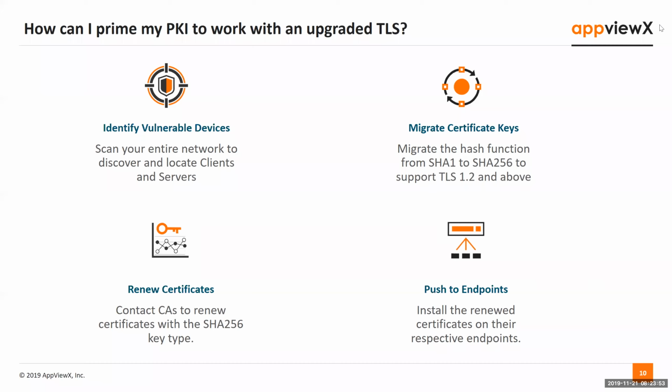So from a PKI perspective, what do we need to do to support it? First thing is you need to scan the entire network and identify the clients and servers which support those vulnerable protocols, or potentially deprecated protocols, both SSL and TLS. And then identify the ones which are using a SHA-1 algorithm, so that needs to be updated with the new certificates to support TLS 1.0 and higher. Renew the certificates, replace them with SHA-2, push the certificates to the endpoints and configure them to start using that, and then configure them to stop supporting those older deprecated protocols.